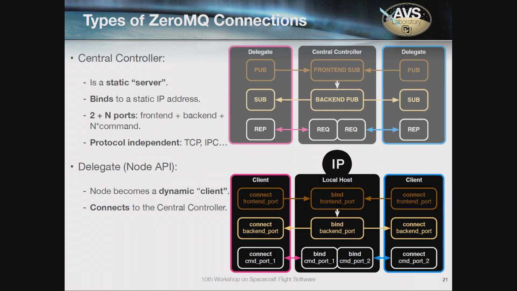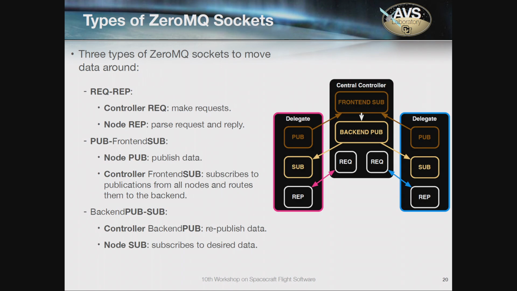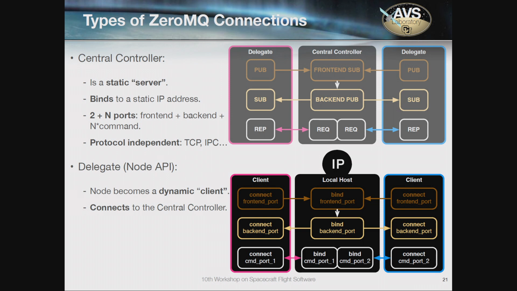So we have seen the socket types, and now let's talk about the connections between these sockets. Having a front end and a back end in the controller is what allows us to have only one static piece, which is the central controller. In this sense, the central controller acts as a static server. It binds to a static IP address, and within this address, it uses 2+N ports: a front-end port, a back-end port, and a command port for each of the nodes that is instantiated in the SoftSim. Thanks to the fact of using ZeroMQ, all these connections are protocol independent.